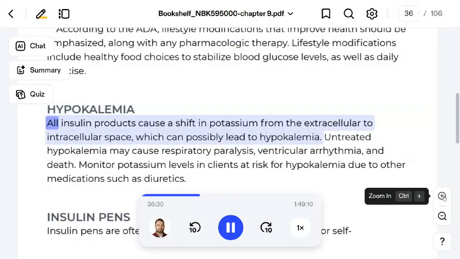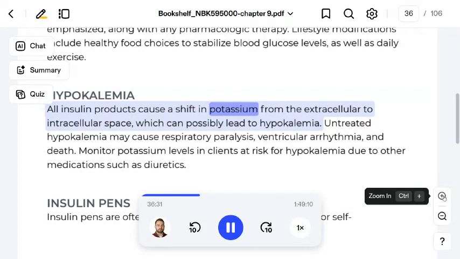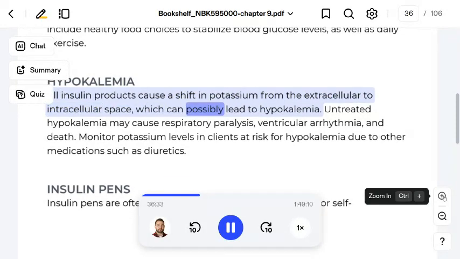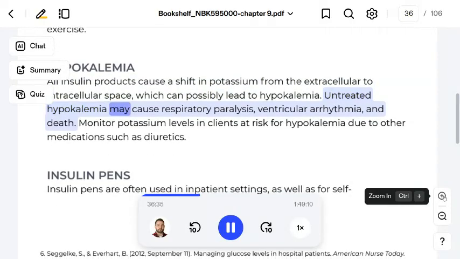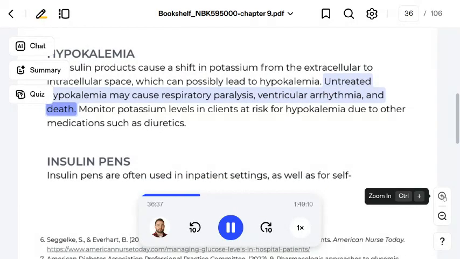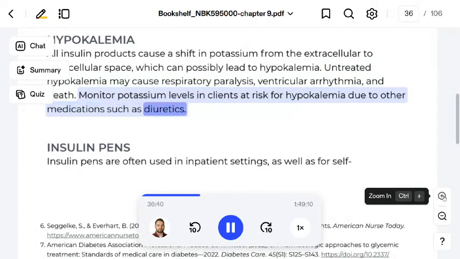Hypokalemia. All insulin products cause a shift in potassium from the extracellular to intracellular space, which can possibly lead to hypokalemia. Untreated hypokalemia may cause respiratory paralysis, ventricular arrhythmia, and death. Monitor potassium levels in clients at risk for hypokalemia due to other medications such as diuretics.